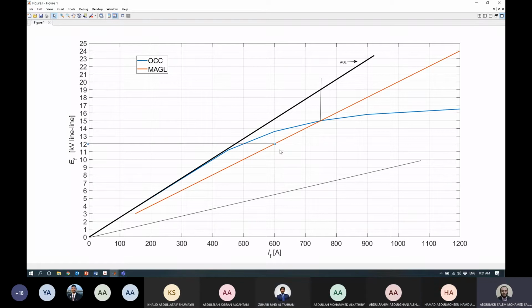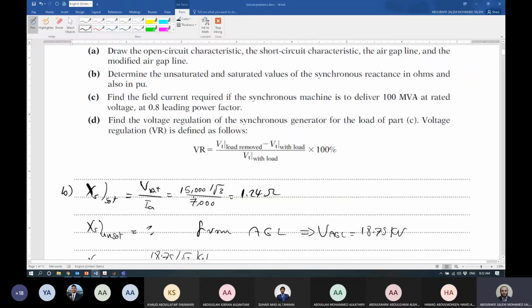So now, in order to get the exact voltage when the machine is disconnected from the infinite bus, we should draw another vertical line from the same 600 ampere and extend it to the A characteristic to see the required voltage. The required voltage is around 13.6 kilovolt. So based on that, we can now find the voltage regulation.